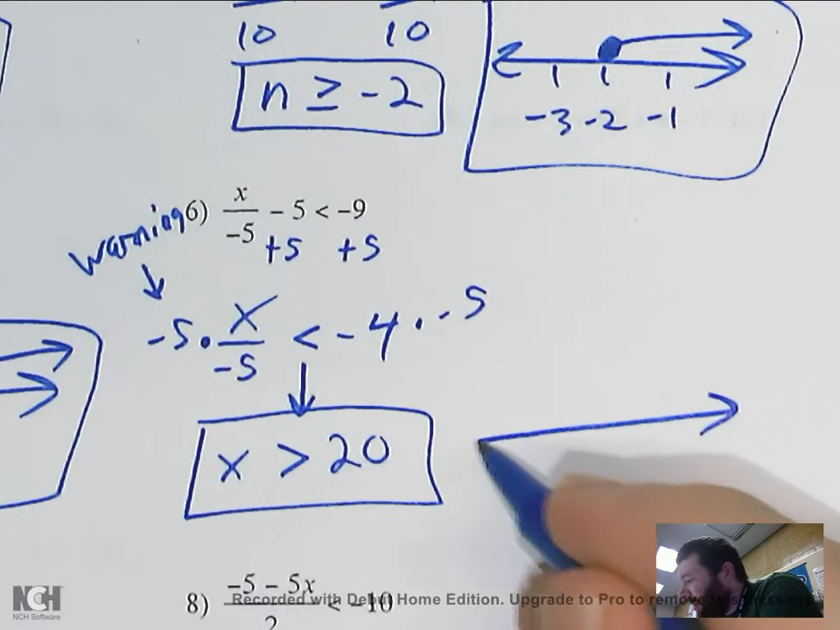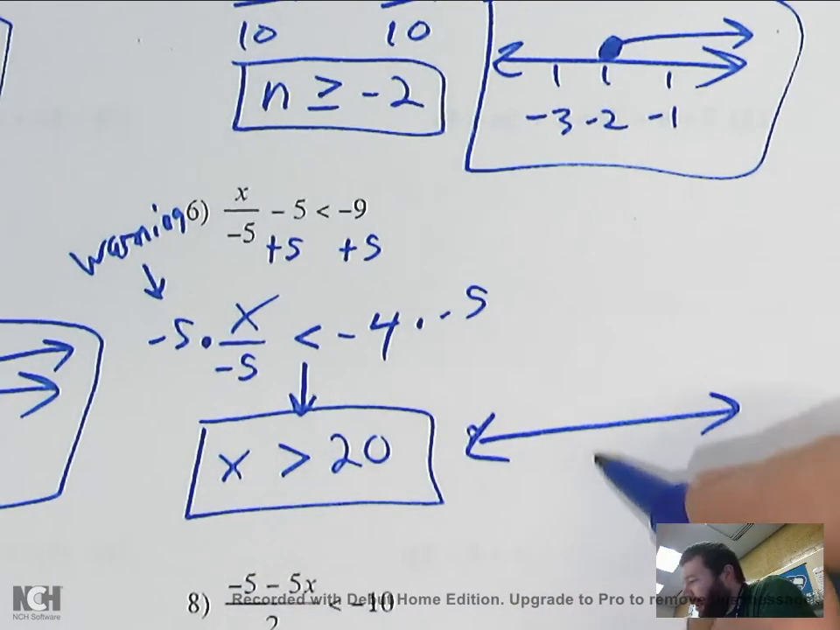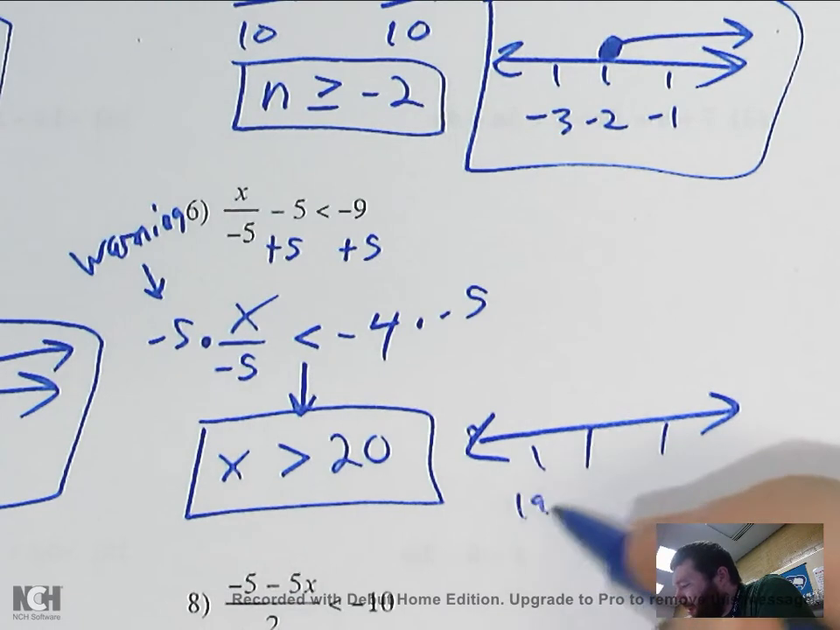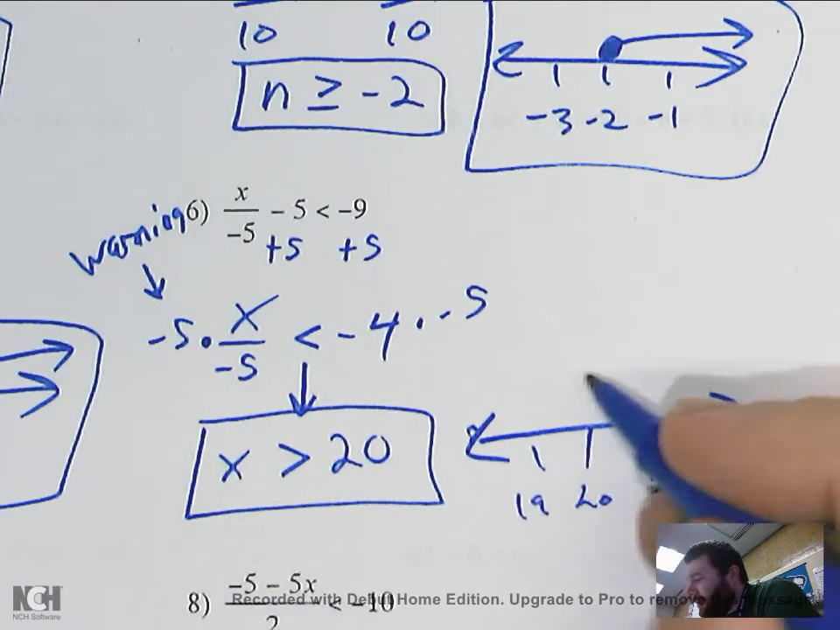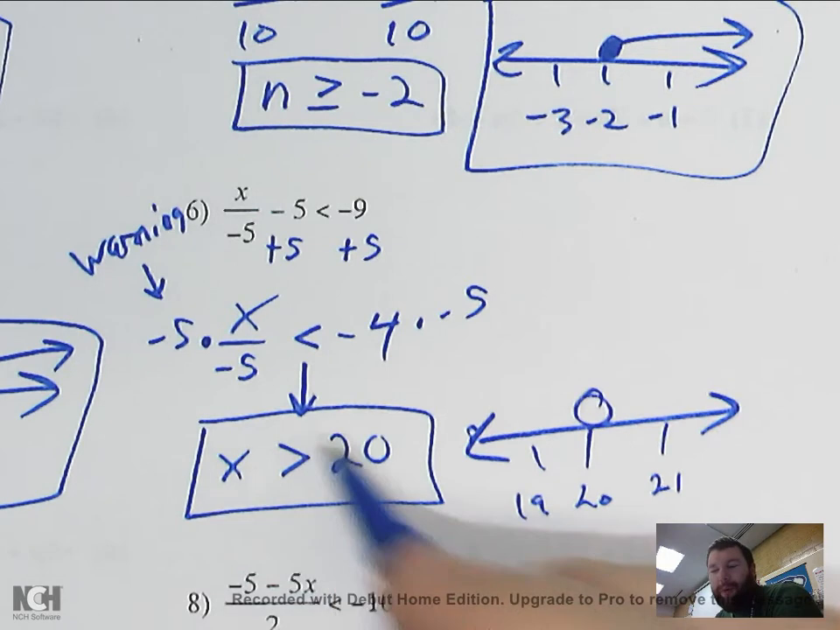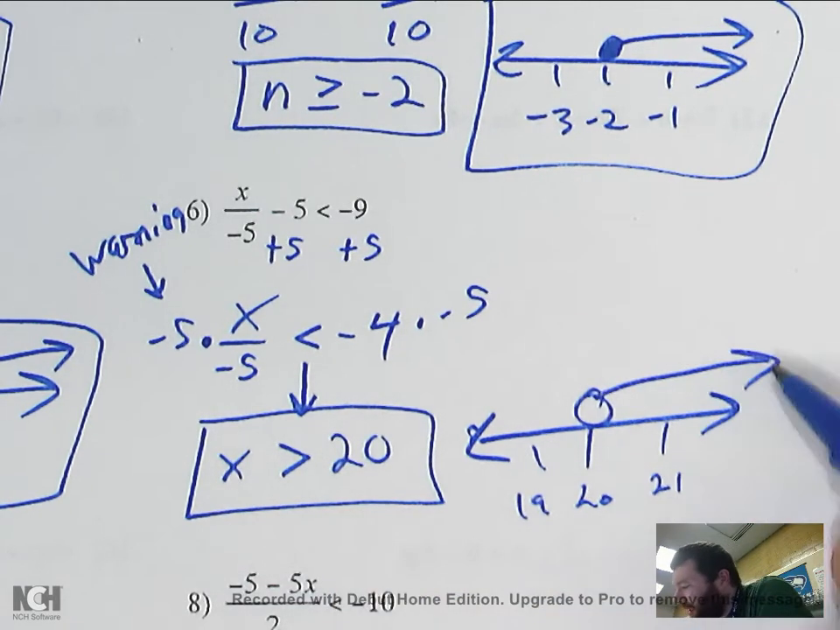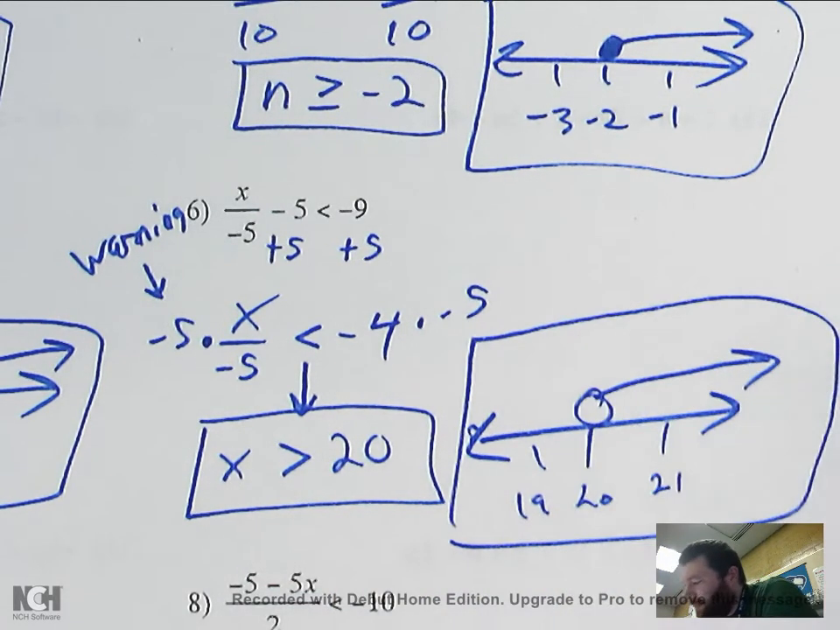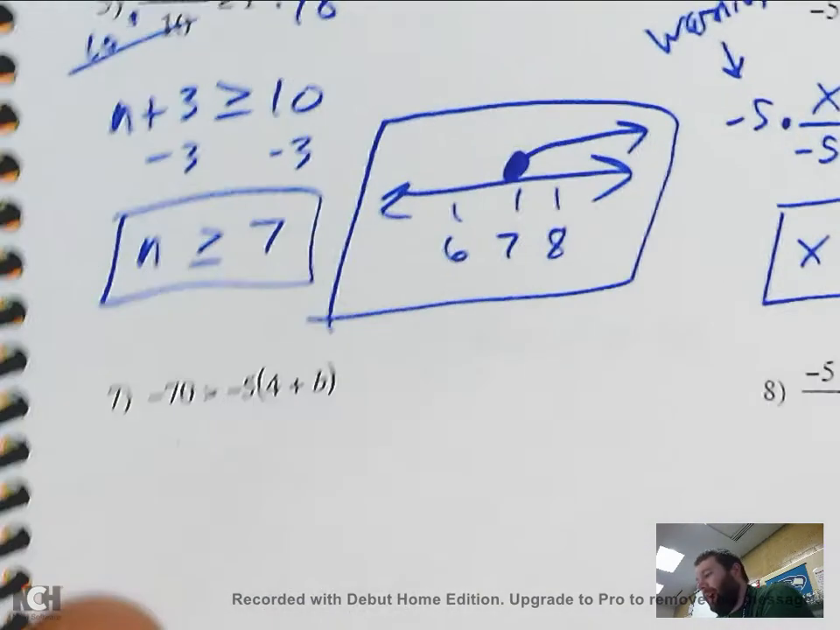Then we do our number line, and I've got 19, 20, 21. This one's going to be an open circle because it's just a regular inequality, and it's going to go to the right because it's eating the variable. Okay? All right, so the next one.